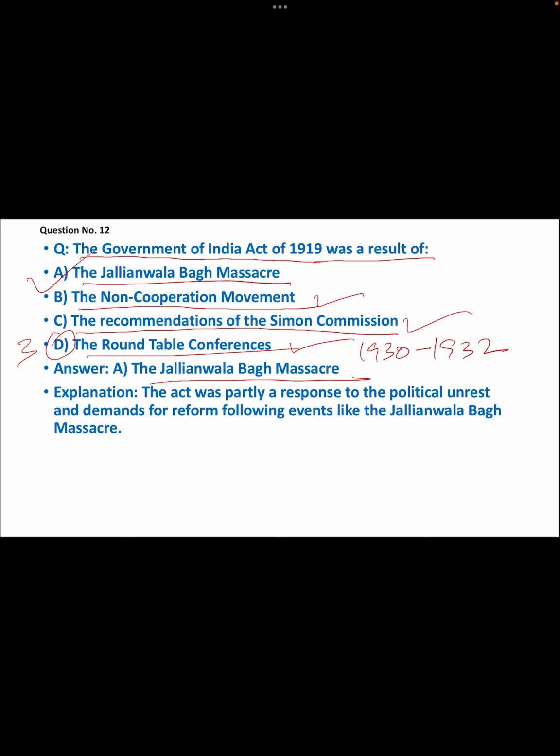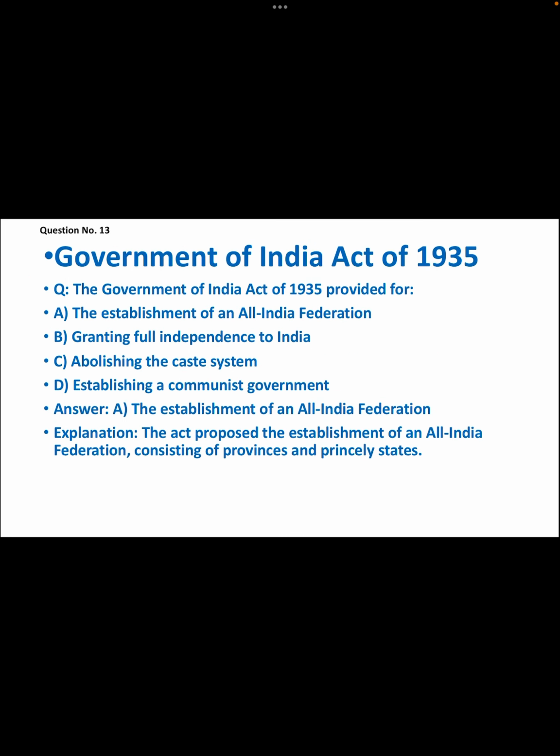The next question is, so the right answer is what? The right answer is A. The Government of India Act 1919 was a result of the Jallianwala Bagh massacre, and the act was partly responsible for the political unrest and demands for reform following events like the Jallianwala Bagh massacre, which took place on April 13, 1919 in Amritsar, Punjab. The Government of India Act 1935 is one of the very, very important acts in British India.